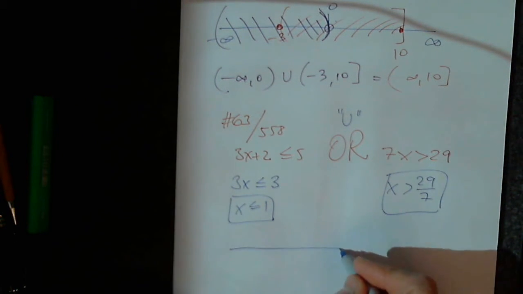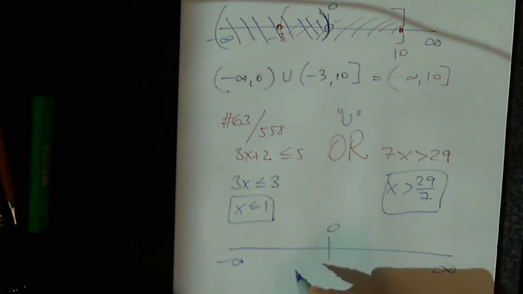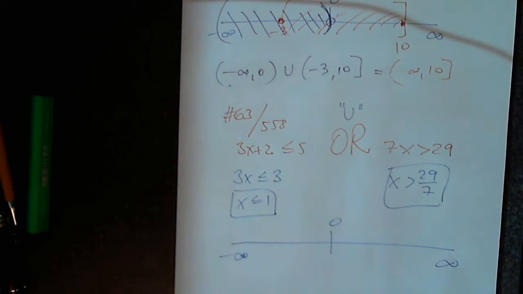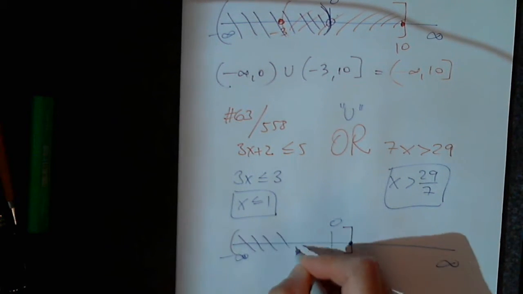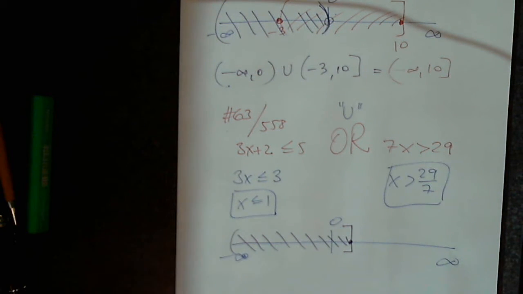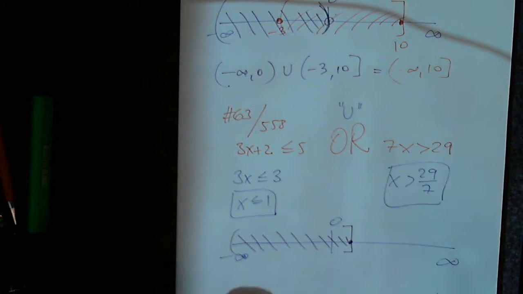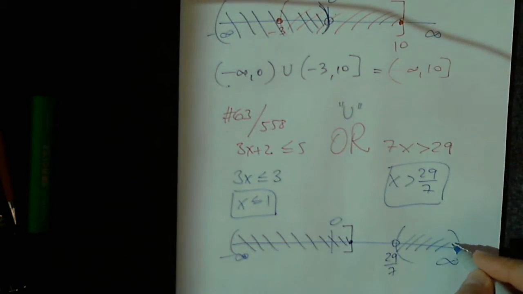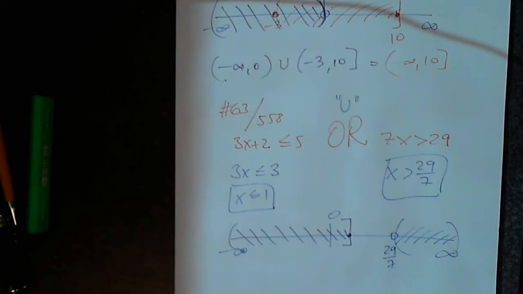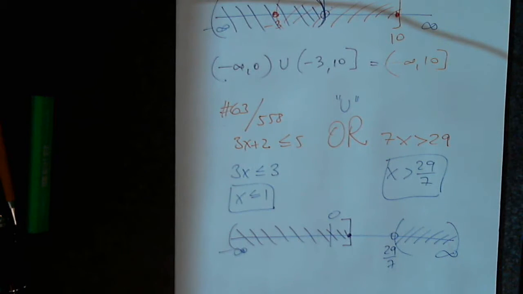I highly recommend in this case always graph. I will always graph for you when I explain this. So less than or equal to 1, here's 1. Less than or equal to is to the left. And 29 over 7 is a little bit more than 4. So here is 29 over 7, and to the right. Seeing this and thinking of the union, I know what I have to write. So what do I write?